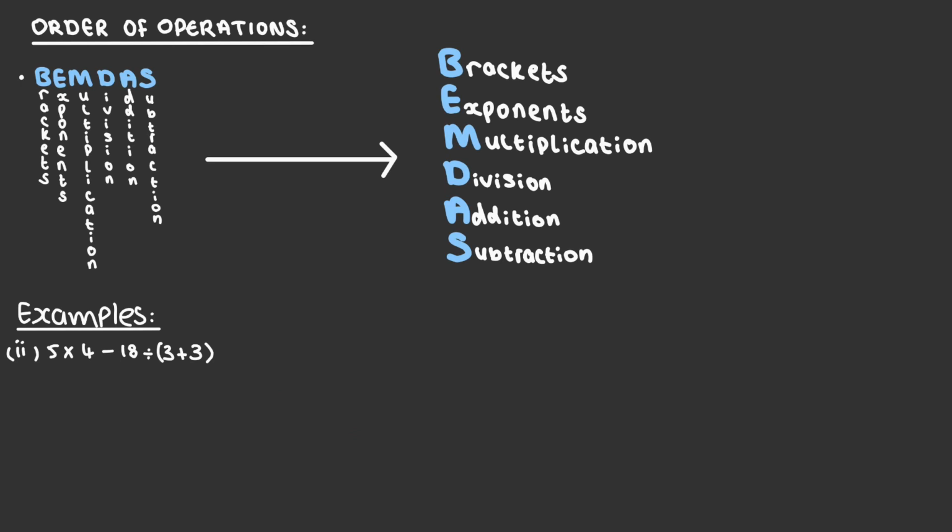Here is another example where the order of operations is necessary in finding the correct solution. It is easy to see that the brackets is the first operation that we must calculate.